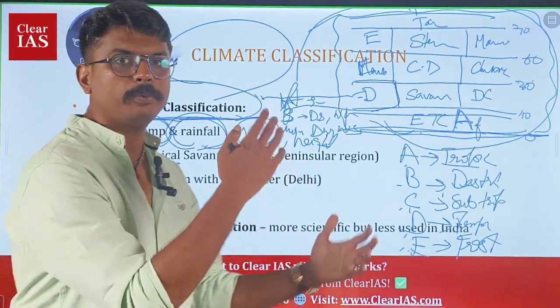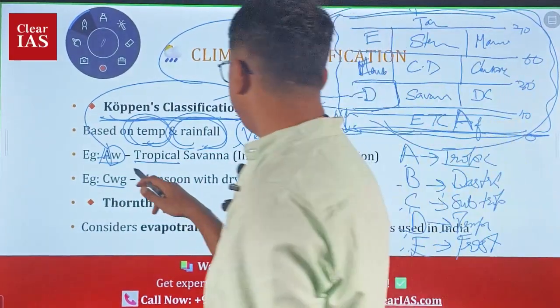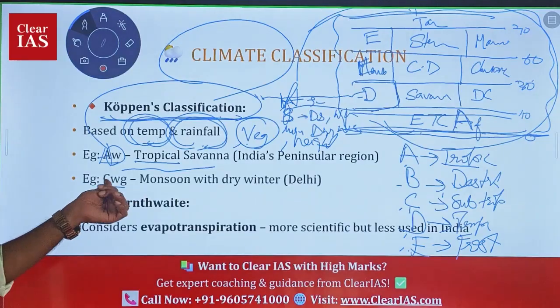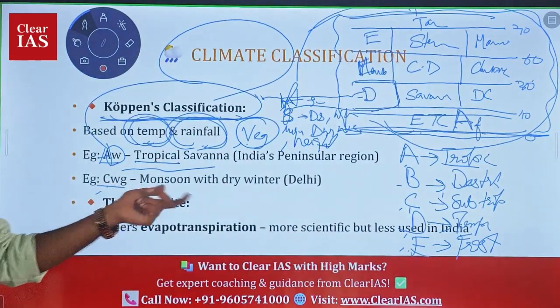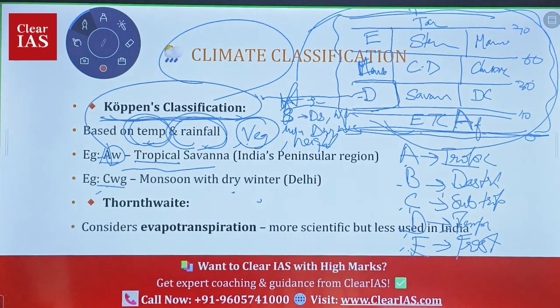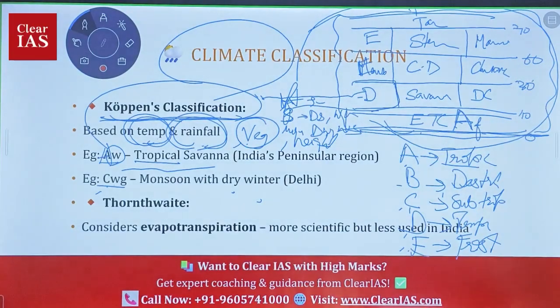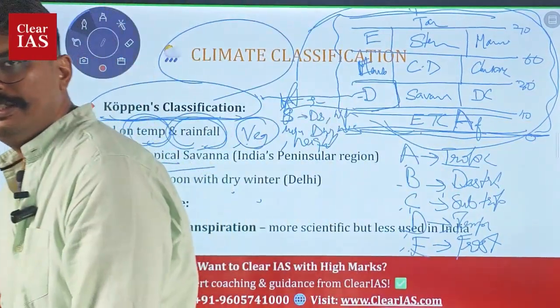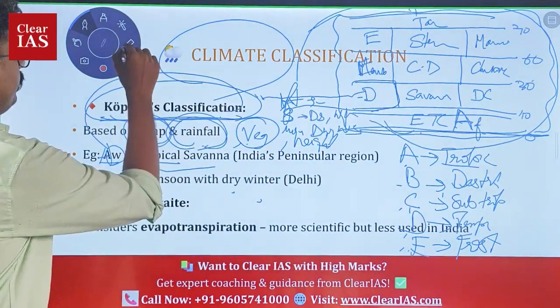When you start moving up a mountain, you can understand that. Very good. Then examples like Aw, tropical savanna. Cw, where C stands for subtropical regions and w for dry winters. Okay, so you will study Köppen's classification in detail.